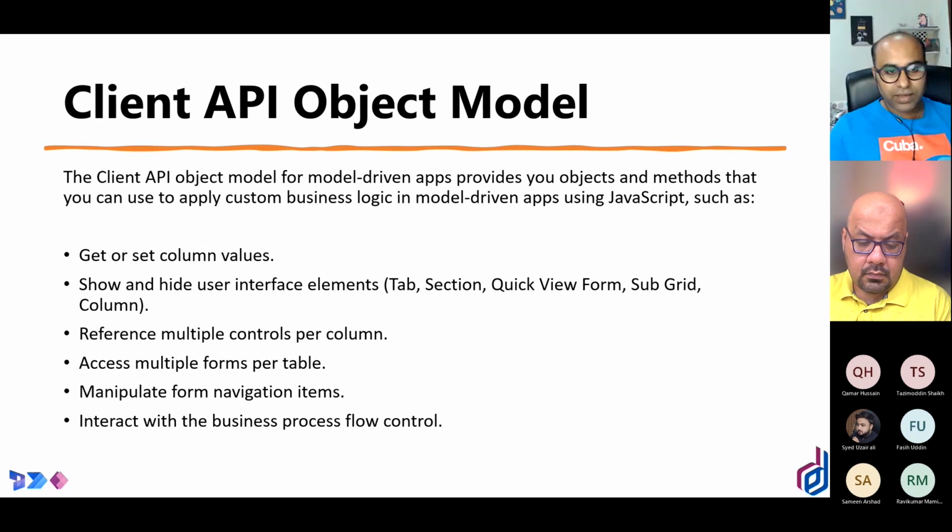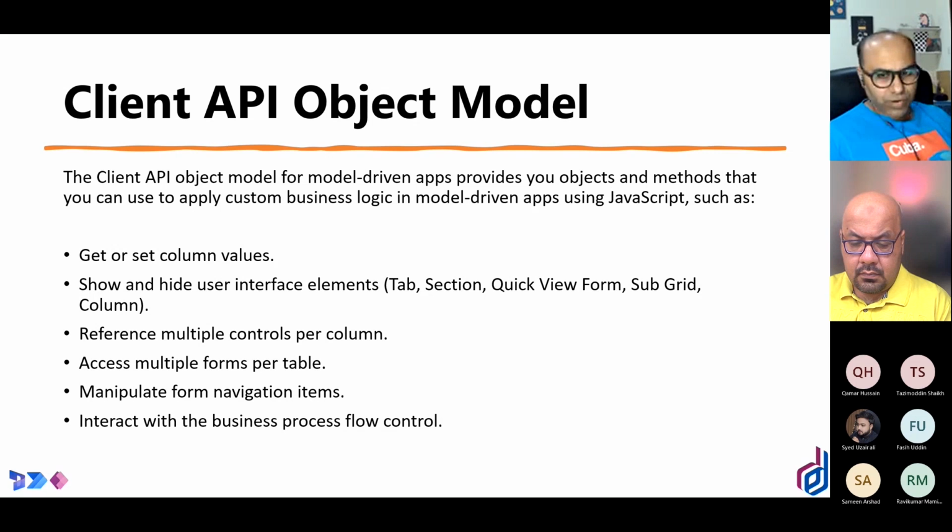Similarly, in the client API, we get an object model which is in some way similar to the DOM, where you have a particular hierarchy. You can get access to controls, get access to the data in the controls, get access to the form, the navigation, the subgrids, the quick view forms, and then you can, of course, control these based on your code.